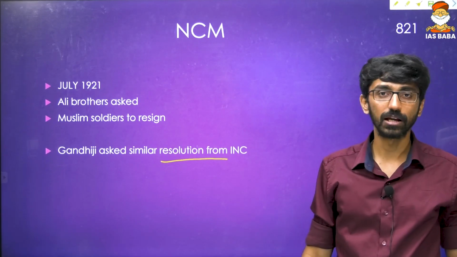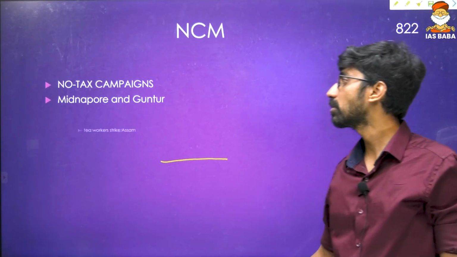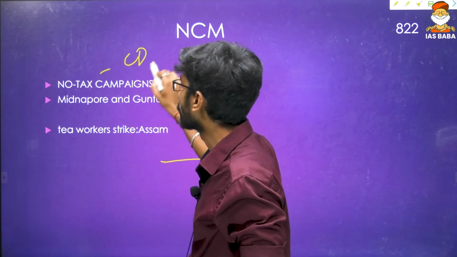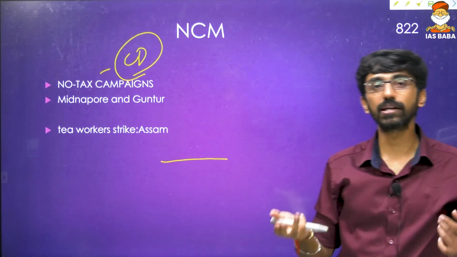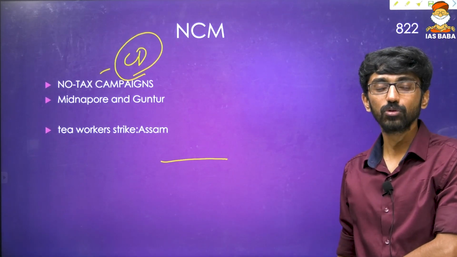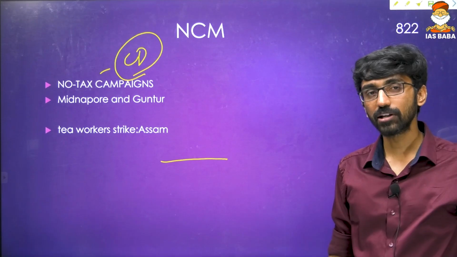So they use religious sentiments too. Then again, one more: the no-tax campaign had already started. Even though a no-tax campaign is civil disobedience, a willful disobedience that Gandhiji wanted to start in the second phase, people had already started it, because the enthusiasm was quite high and people got inspired by that.